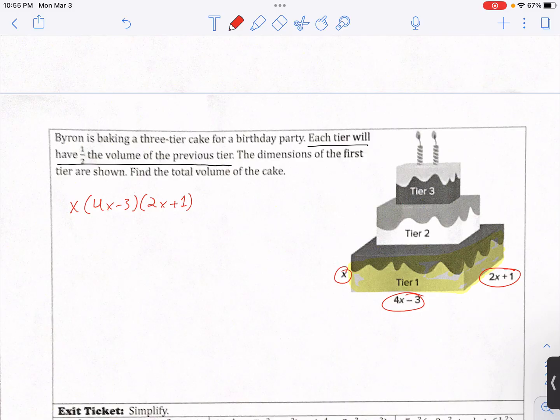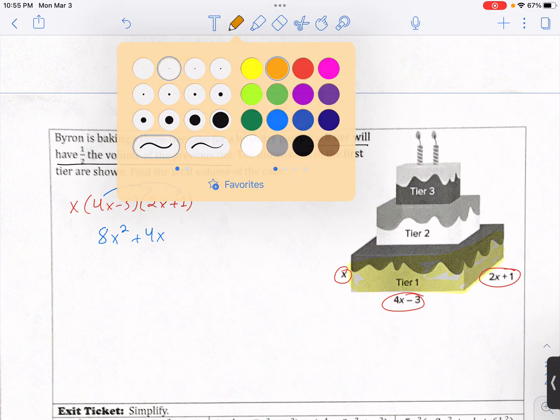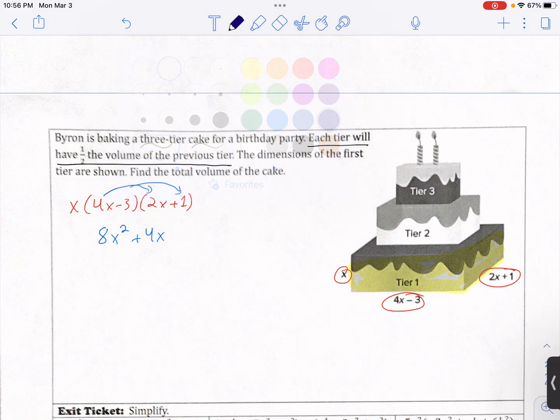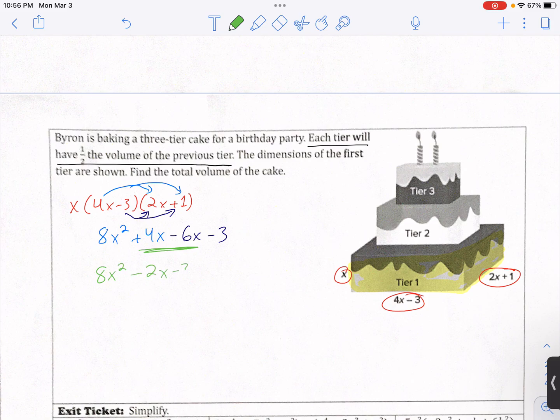Alright, what I'm going to do is multiply. I'm going to focus on these terms. So 4x times 2x, that's going to give me 8x squared plus 4x. I look at my next one. I'll do it in a darker blue, almost black. Negative 3 times 2x, that's going to give me negative 6x. Negative 3 times 1, that's going to be minus 3. And then from there, we're just going to combine our like terms, which, again, are these middle ones. I'm going to get 8x squared minus 2x minus 3.